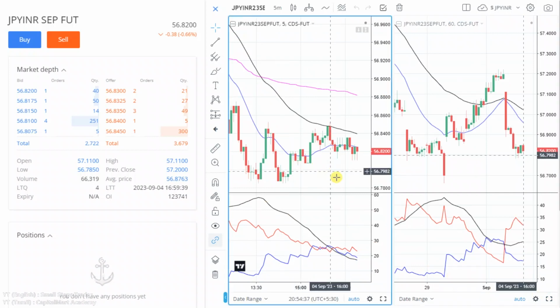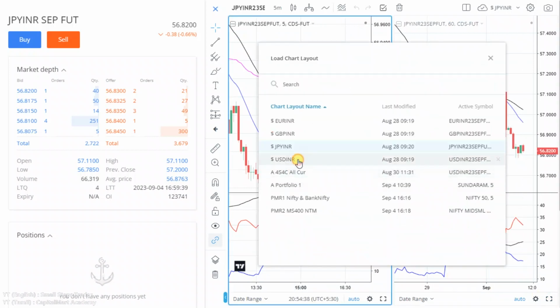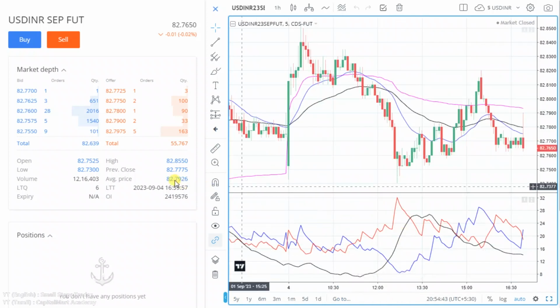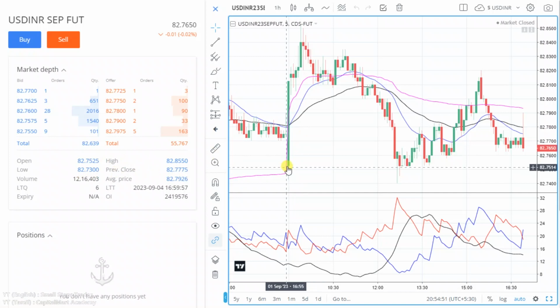Now we will look at the USDINR. Previous close 82.77, open is 75. So just 2 paise it has come down, and in the same candle it has again reached the higher side, and see how far it is. It is 82.84. The low is 73, exactly here. So from here to here it is just 12 paise.